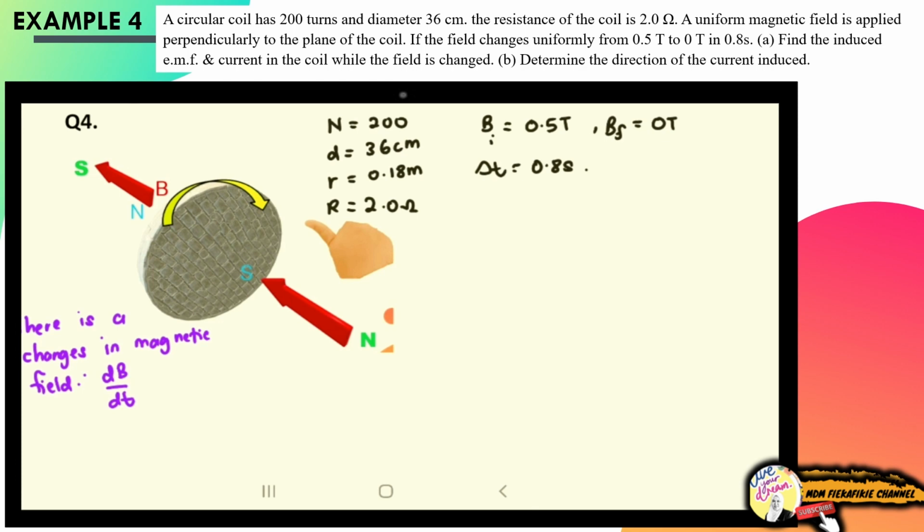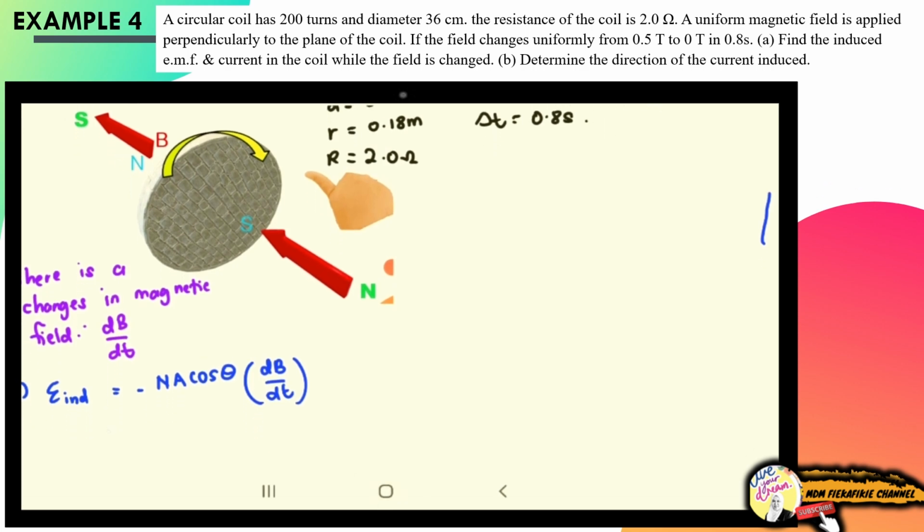Okay, so let's write the equation of the induced EMF, as we know that induced EMF is equal to negative NA cos theta, and this question related to the change of the magnetic field, dB over dt. Okay, so we want to find the induced EMF and current in the coil while the field is changed. Okay, and then we need to determine the direction of the induced current. Okay, so let's start question A.